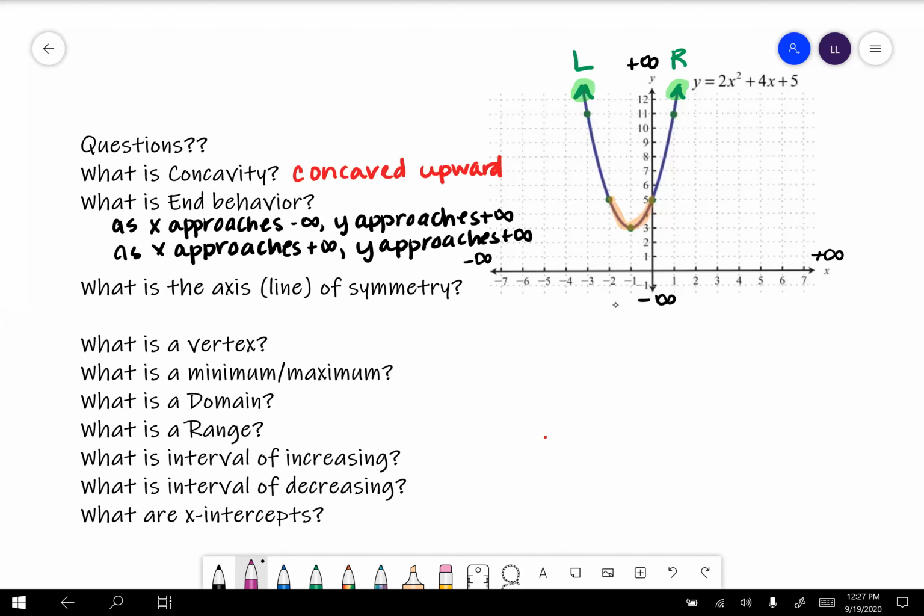It's your turn. Take a look at this graph and pause the video and determine what is the axis of symmetry, what is the vertex, and is it a minimum or maximum, and what is the minimum or maximum value.